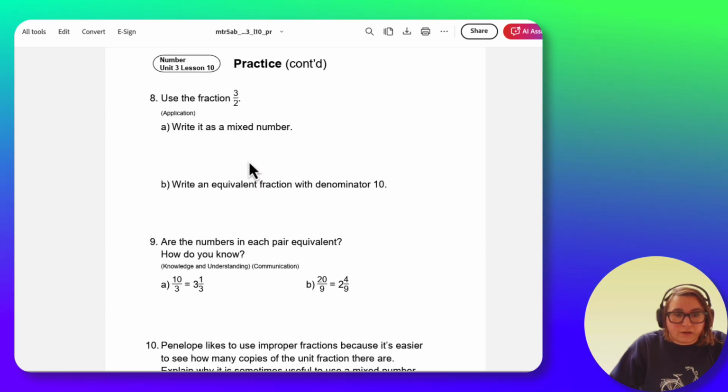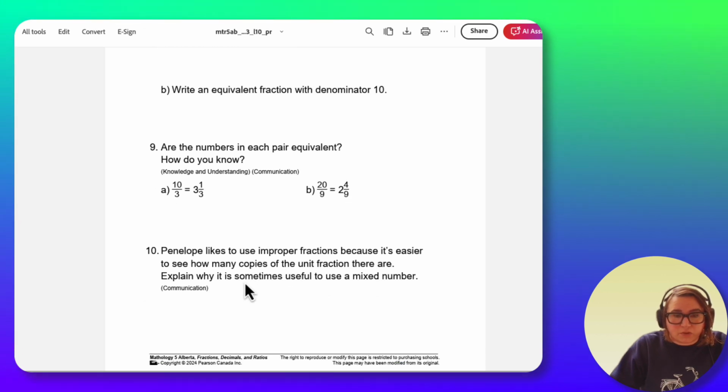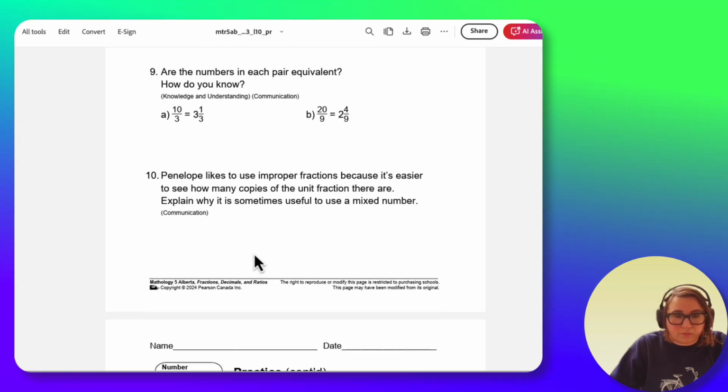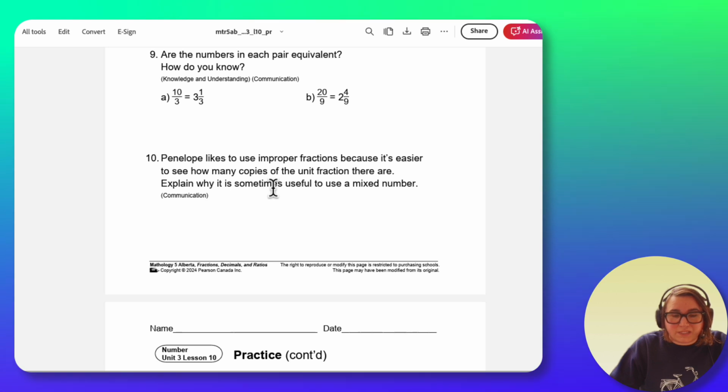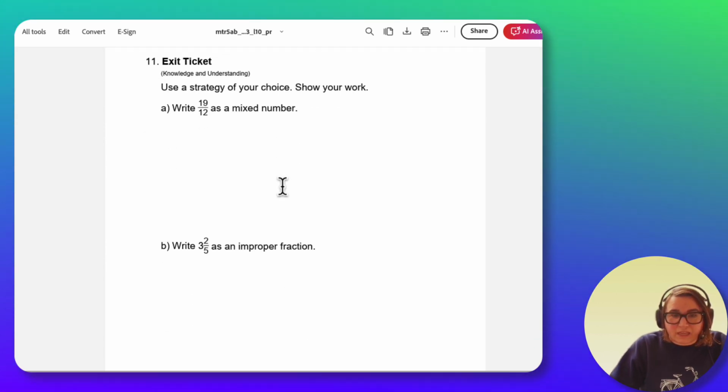And then this one here, question 8 and 9 and 10, same thing. It just kind of continues to go on. I would give these kind of mild or medium. This one here, number 10, is a spicy. And then our exit ticket, I would do this one at the very end of the learning to determine if you're ready to move on to the next part of this unit.